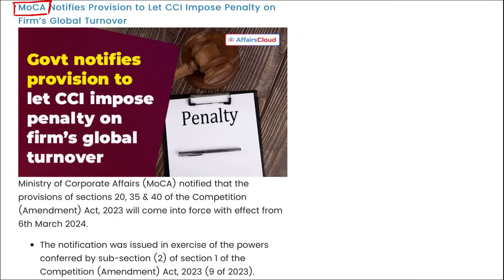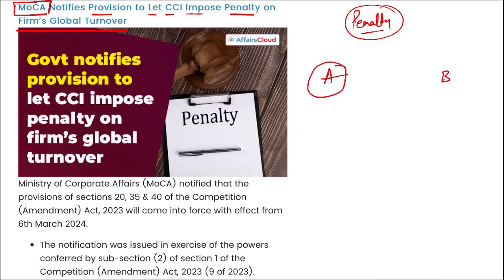Ministry of Corporate Affairs. The Ministry of Corporate Affairs has notified the provision to let CCI impose penalty on firms' global turnover. Right? Why will the penalty be imposed? The reason is that if there are two competitors, say for example A and B, two companies in a particular sector having competition, right? And if a company tries to use bad practices in order to capture all the business, then that company will be imposed a penalty, right?